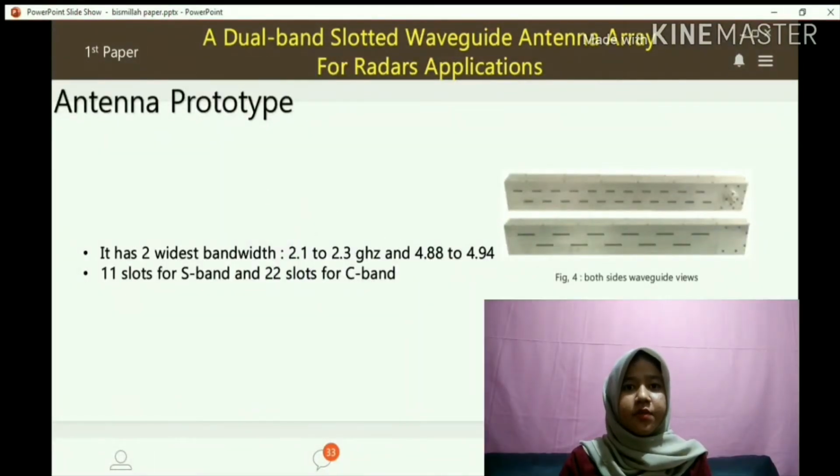This section presents the fabricated antenna prototype. The proposed antenna has two wide bandwidths. The first is from 2.1 to 2.3 GHz with a maximum gain of 14.461 dBi, and the second bandwidth is centered at 4.91 GHz with a maximum gain of 17.64 dBi. The antenna has 11 slots for S-band and 22 slots for C-band. The gain for the higher frequency band is expected to be at least 3 dB higher than the lower.